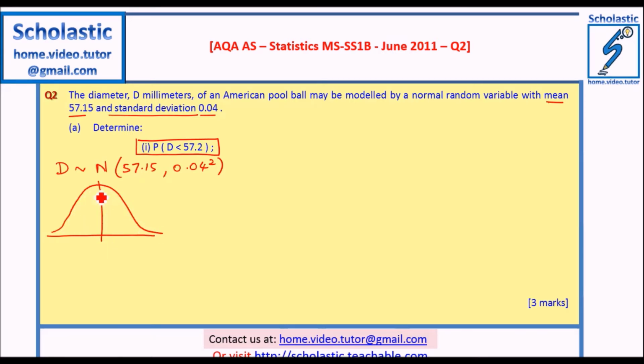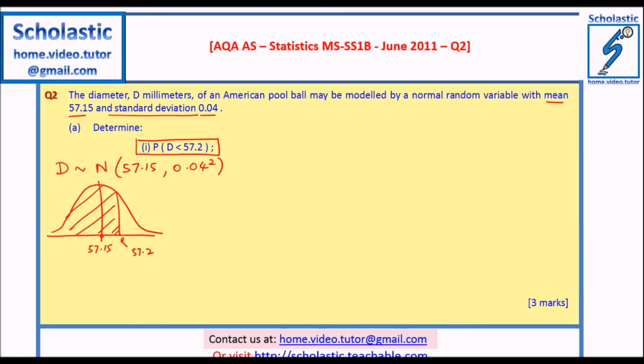Basically this is the normal distribution. The mean is 57.15 and 57.2 lies somewhere here. So what is the probability? The total area is 1 and this is the area we want to find out: the probability of the diameter less than 57.2.